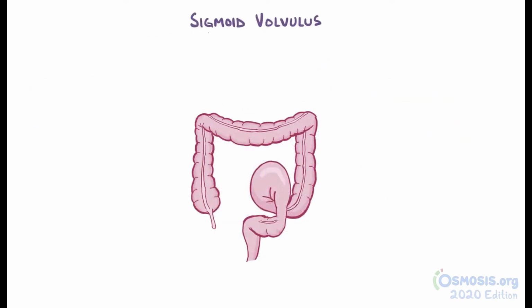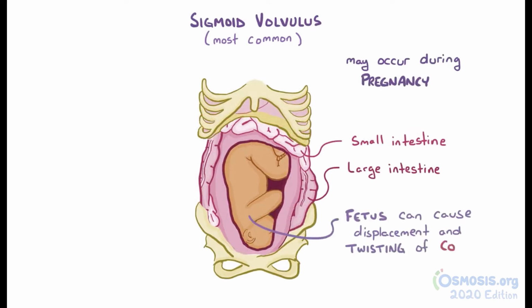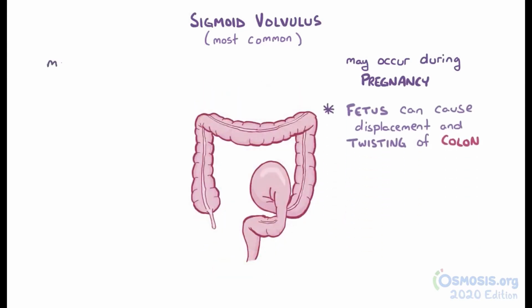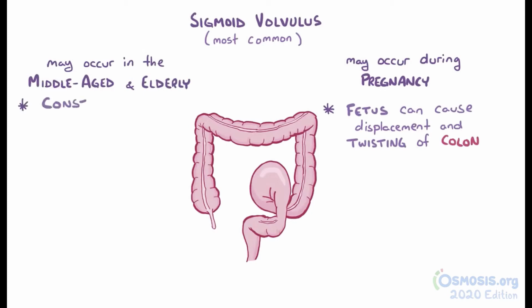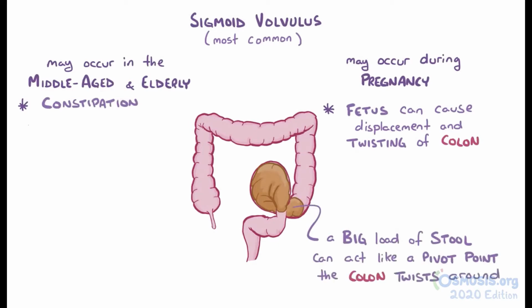Now, a sigmoid volvulus is the most common type of volvulus, and it can happen in a variety of settings. One classic one being pregnancy, because the growing fetus can cause displacement and twisting of the colon. It can also develop, though, in middle-aged and elderly individuals. This can sometimes happen as a result of chronic constipation, where a big load of stool can act like a pivot point around which the rest of the colon can twist.